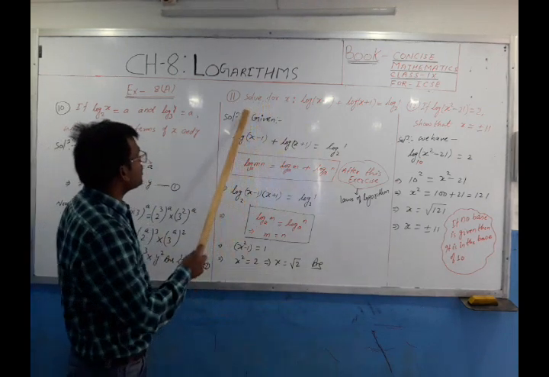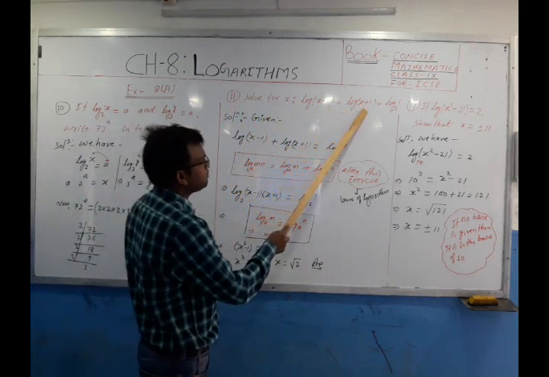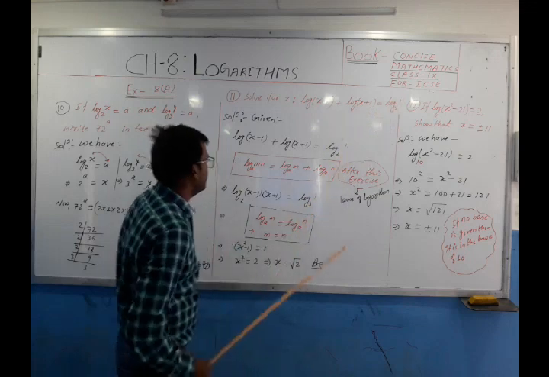Now see question number 11. Solve for x: log of (x minus 1) plus log of (x plus 1) is equal to log 2 to the power 1. Given.